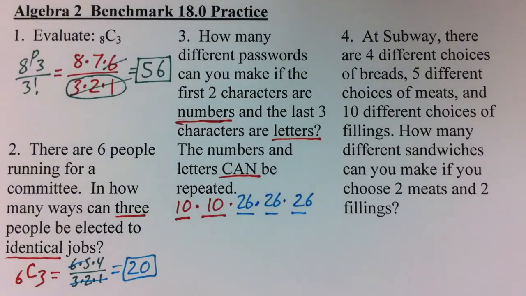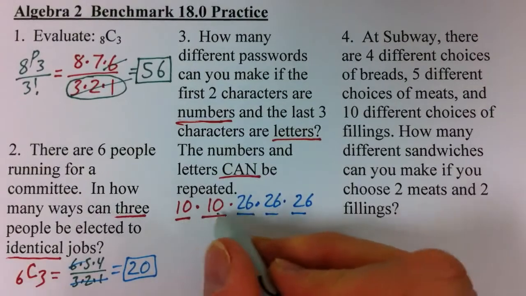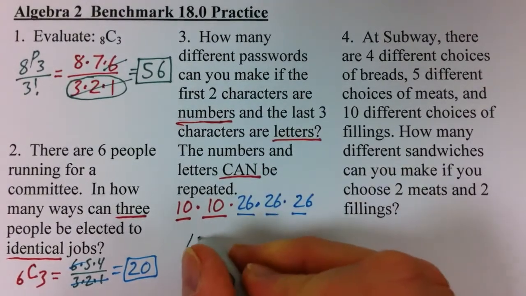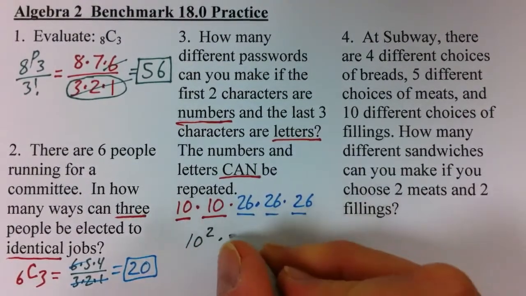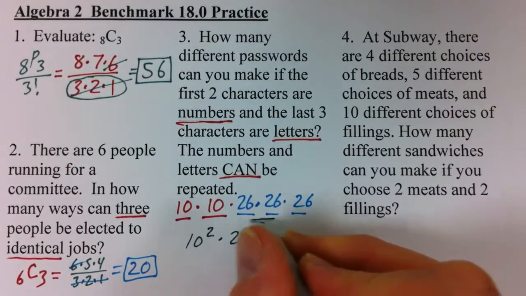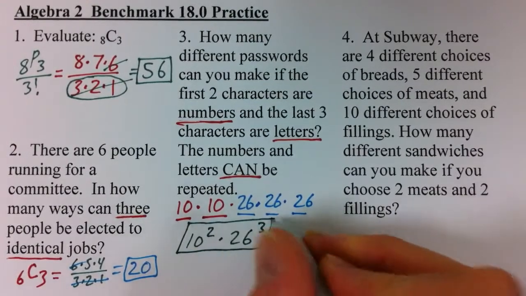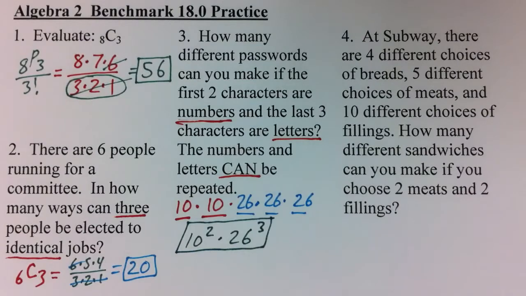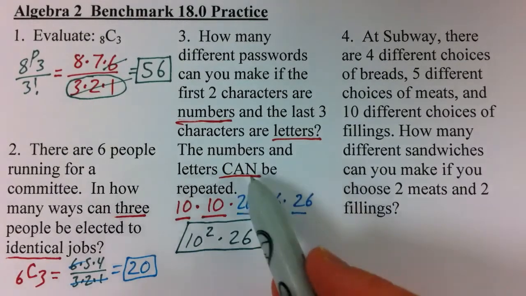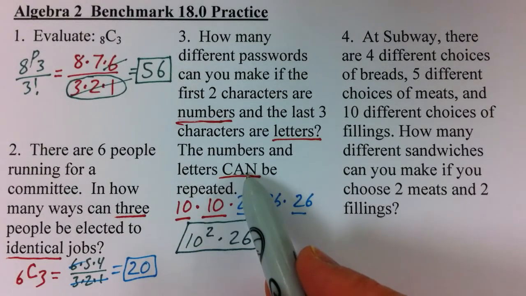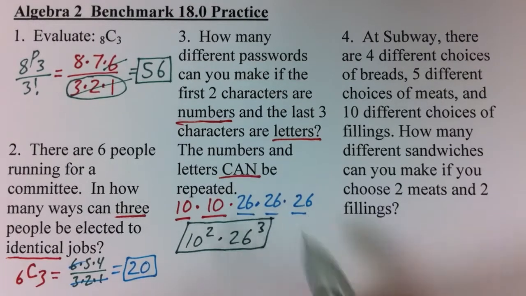So my answer looks like it's going to be 10 times 10, which would be really big. So let's just write it as 10 squared. And let's write this as 26 cubed. And that actually is your answer because we're not allowed a calculator. So I just want you to set this one up the best that you can. Now, if you could not repeat, that means this would be permutations. But since you can repeat, it's this type.